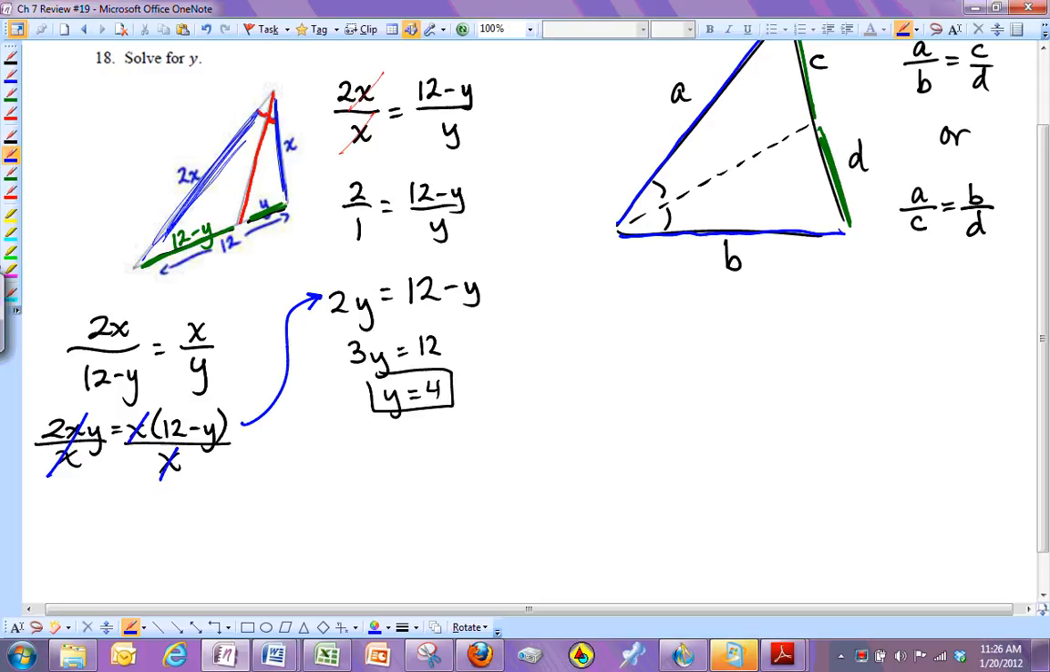Some students were asking me, why are you allowed to divide by the x? What if it's 0? But x can't be 0 because x is this side length up here, so it can't be 0 to begin with. Okay, so hope that helps.